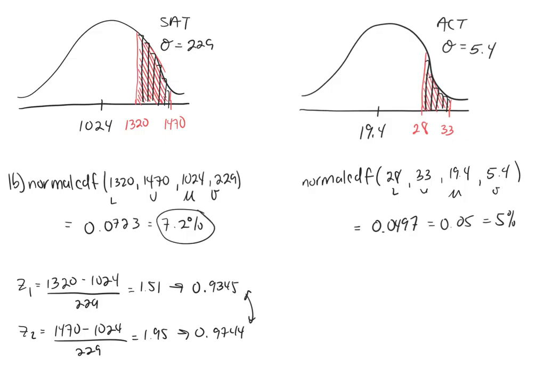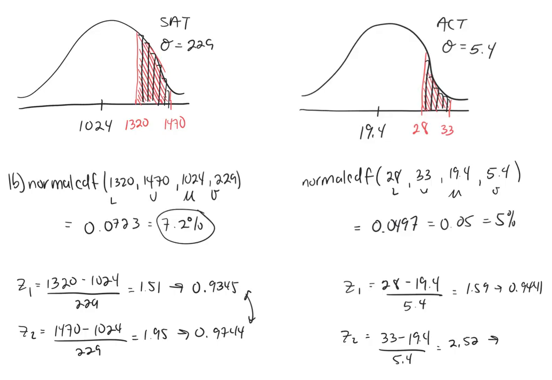Do the same thing for the ACT score. Calculate the z-score, 28 minus that mean of 19.4, divide by the standard deviation of 5.4. We get a z-score of 1.59. Going to the z-table, that gives us an area of 0.9441 on the left of that z-score. And then for an ACT score of 33, if we subtract the mean and then divide by that standard deviation, it gives us a z-score of 2.52, which has a corresponding area of 0.9941 on the table.